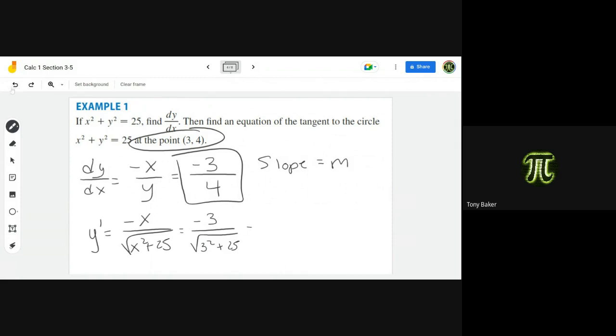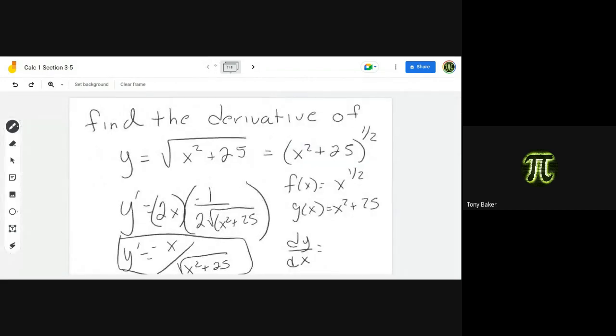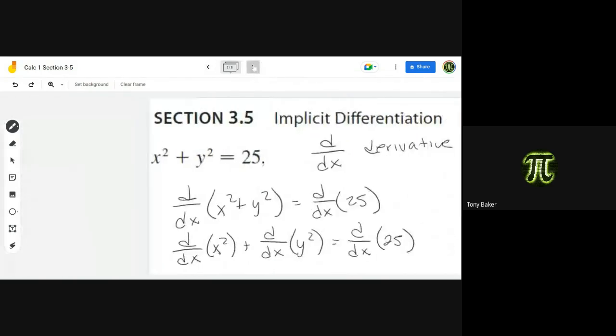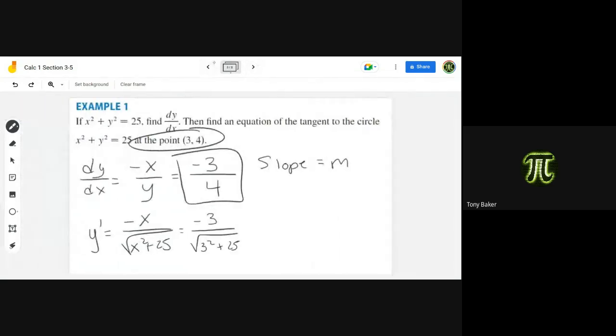Oh, you know what? Hold on a second. It wasn't plus 25. It was minus 25. I did totally screw that up, but that's fine. That's better. Comes out to be the same thing. This one's just easier to work with.